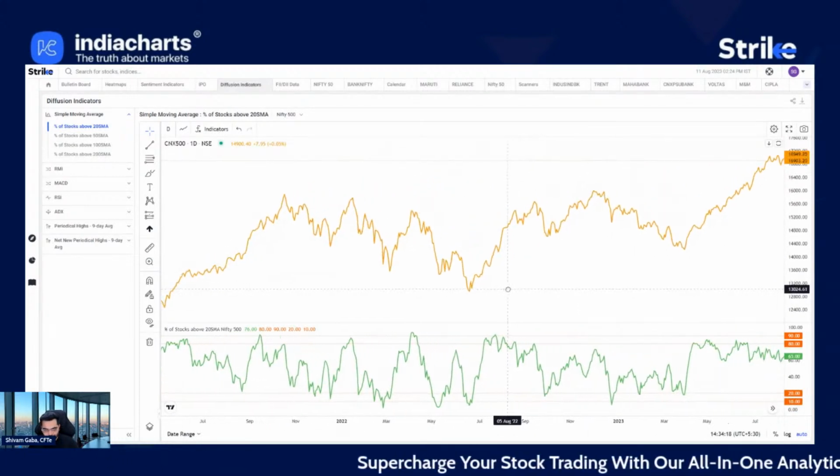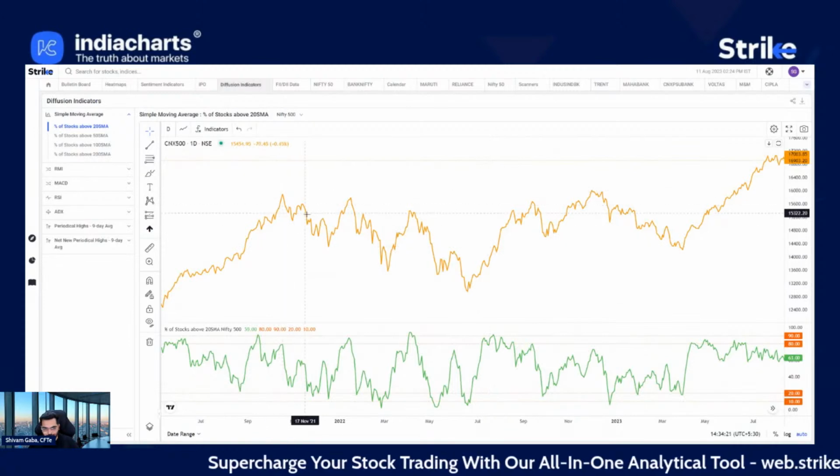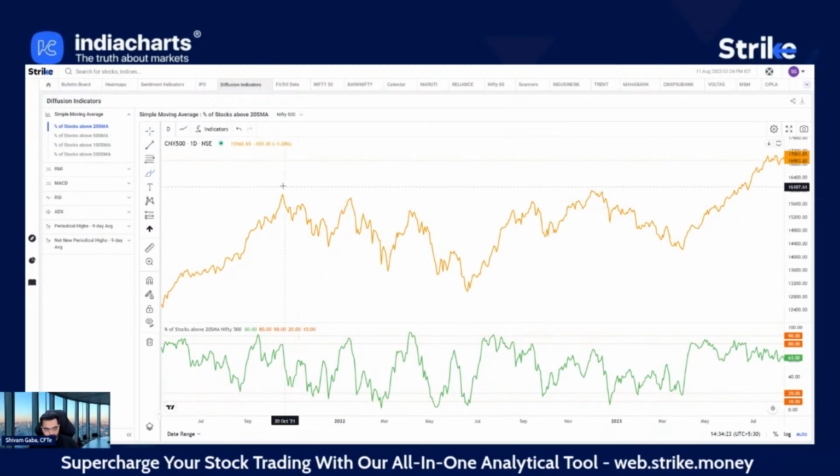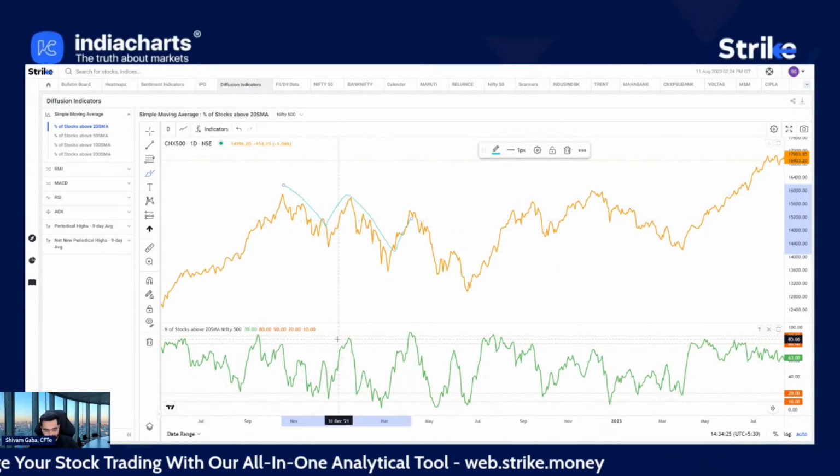Now, when you enter a market like this, where the market is in an up-down mode, up, down, you will see very clear cycles.